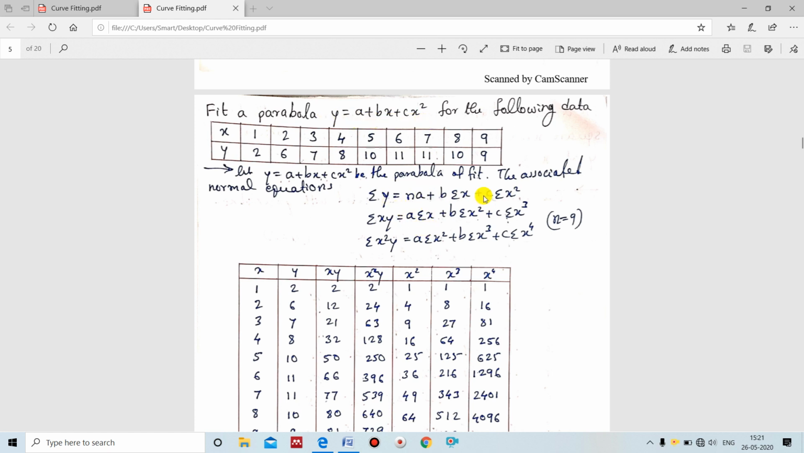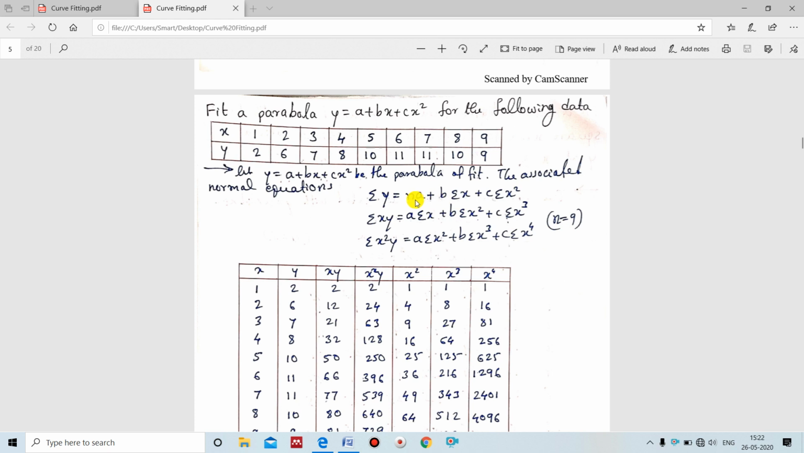Next multiply by x, we get summation of xy equal to a into summation of x, so n is replaced by summation of x. Now we know the summation of x from the given data. Initially we don't know, so we have taken a. Then b into summation of x square plus c into summation of x cube. Again multiply by x, we get summation of x square y equal to a into summation of x square plus b into summation of x cube plus c into summation of x raised to 4.